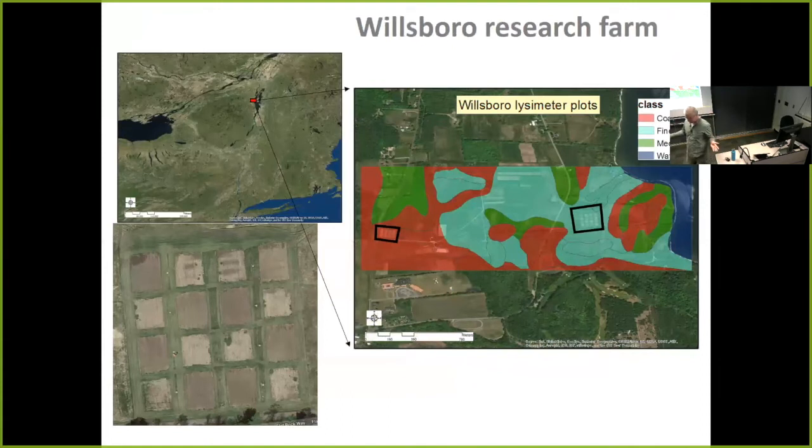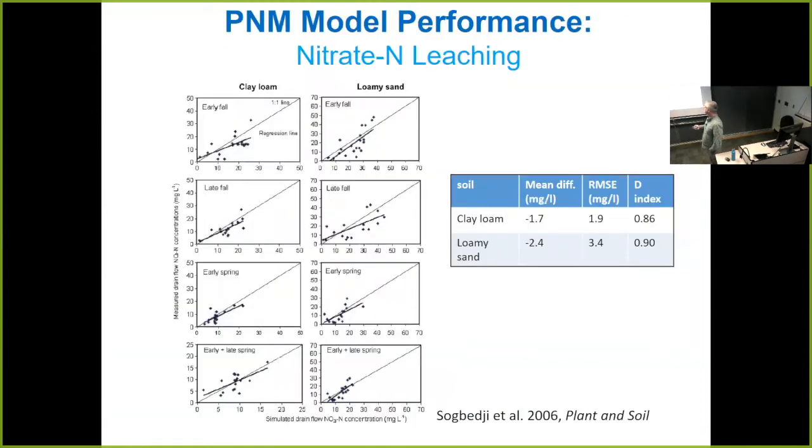So you need data to validate the model. So we were lucky here, that was before my time, of course, but Cornell was lucky to have the Willsboro Lysimeter Plots farm. It's a farm close to Lake Champlain, New York. It's basically a farm where you have a difference in soil textures, and Cornell has installed these extensive lysimeter plots, which allow testing different soil treatments and collecting the drainage and the leaching, and then allow extensive testing of the model. And so the PNM was validated using this farm. And these are a few of the results.